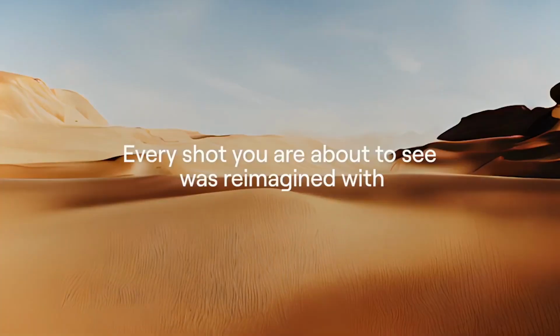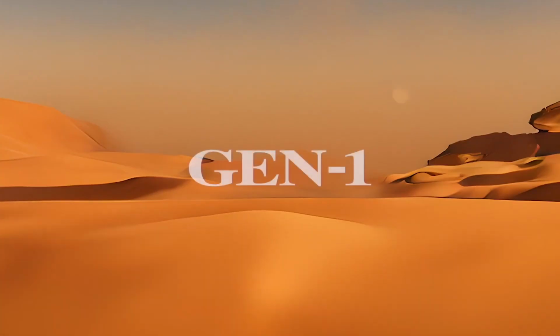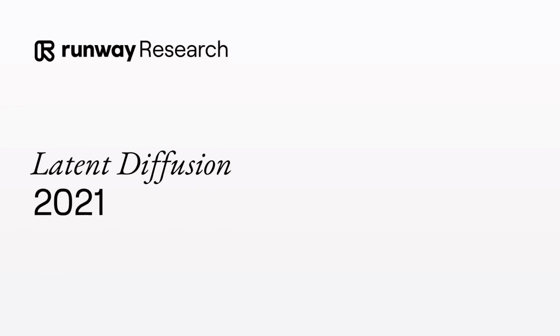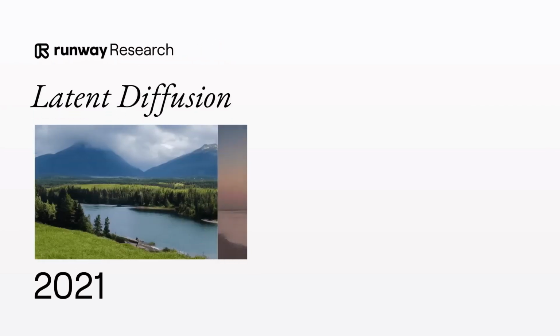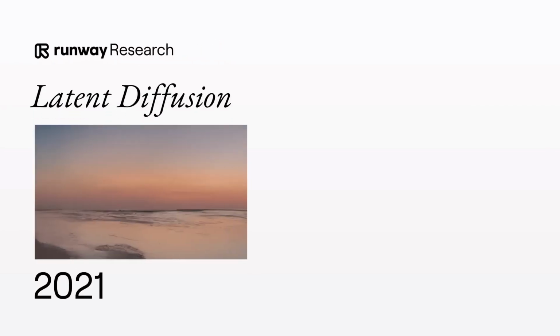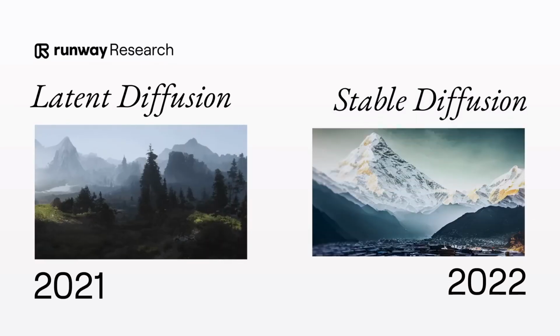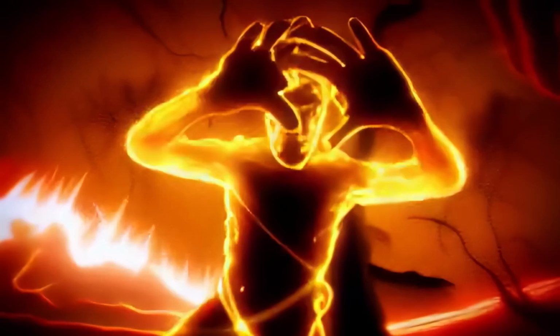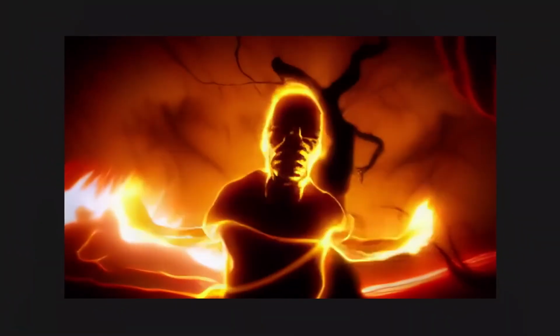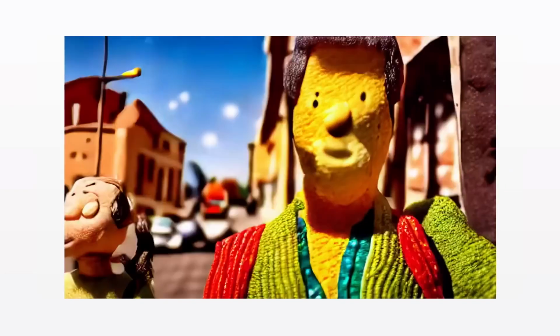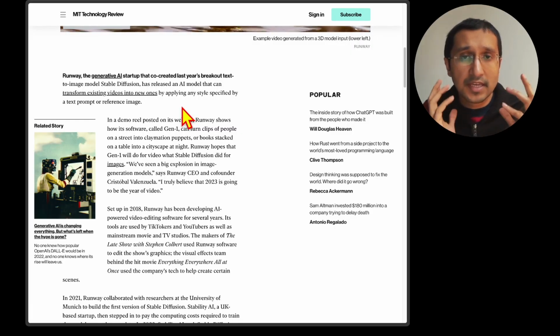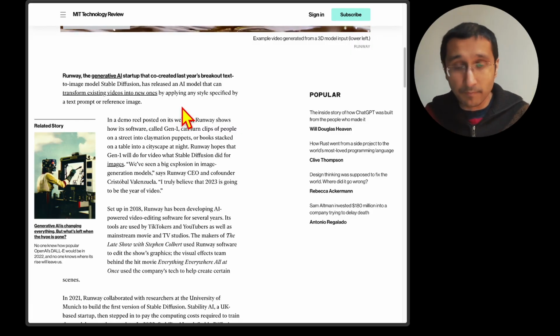Today we are exploring the revolutionary Runway Gen 1. Runway, the generative AI startup that co-created last year's breakout text-to-image model Stable Diffusion, has released an AI model that can transform existing videos into new ones by applying any style specified by a text prompt or an image reference, much like how we would see with Stable Diffusion or with Midjourney and even with DALL-E. But this is with video.